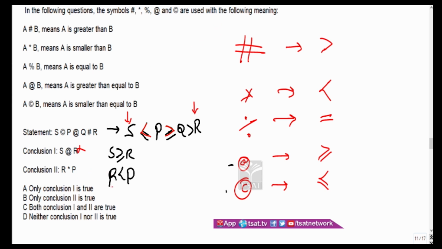Now see the second conclusion, that is P is greater than R. So where are P and R? You can see here is P, here we have R. Now the relation between P and R, he is saying that P is greater than R. So all the symbols should be greater symbols towards P. So P is greater than or equal to Q and Q is greater than R, we know that these are greater than symbols. Here also you have a greater symbol towards P, and here also a greater symbol towards P. Obviously this conclusion 2 becomes correct. So in this case the answer is only conclusion 2 is correct and conclusion 1 is wrong.